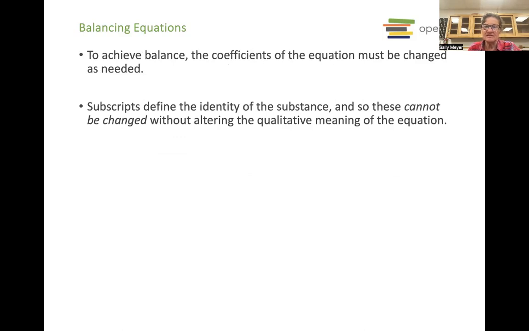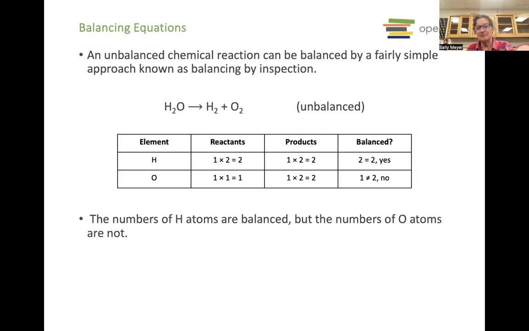So to achieve the balance, the coefficients in the equation must be changed. Subscripts define the identity of the substance, so we can't change them. So when we look at how to balance this, we couldn't simply remove the 2. We couldn't make it O. We couldn't just make it single atoms of oxygen because that's a different molecule. It's an atom instead of a molecule. So in order to balance, if the oxygen isn't balanced, we need to add a coefficient to the left of that molecule. We need to say how much of the oxygen do we need.